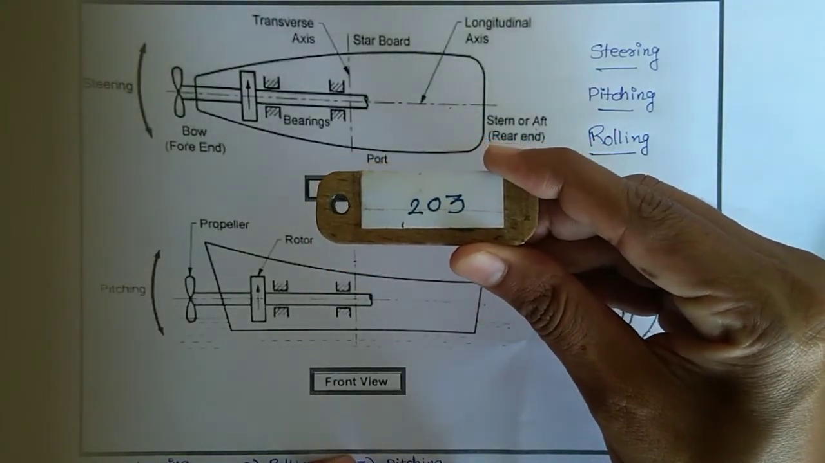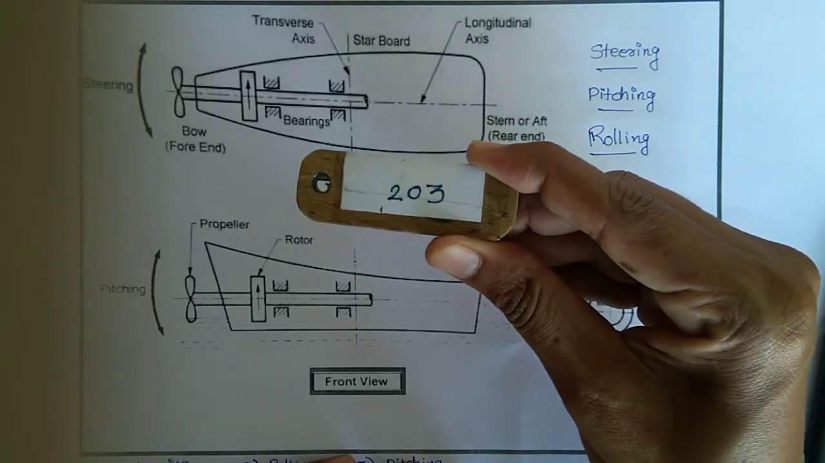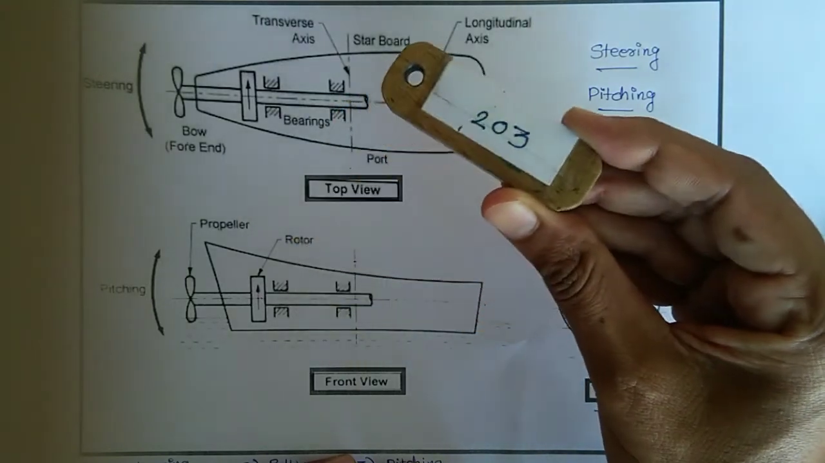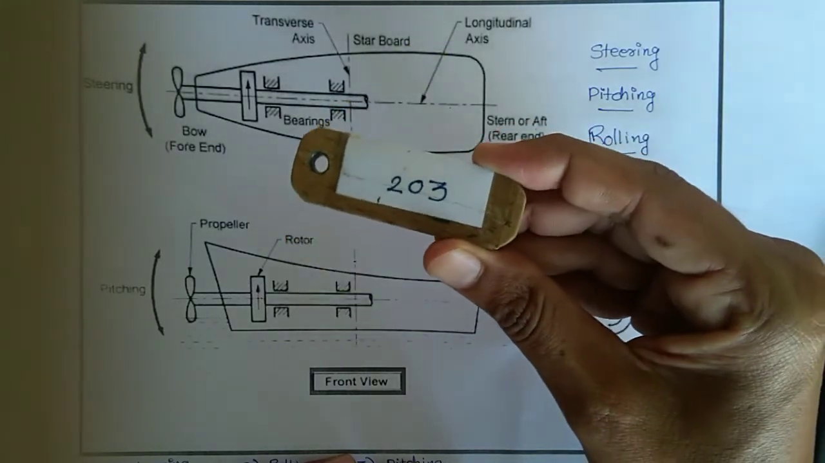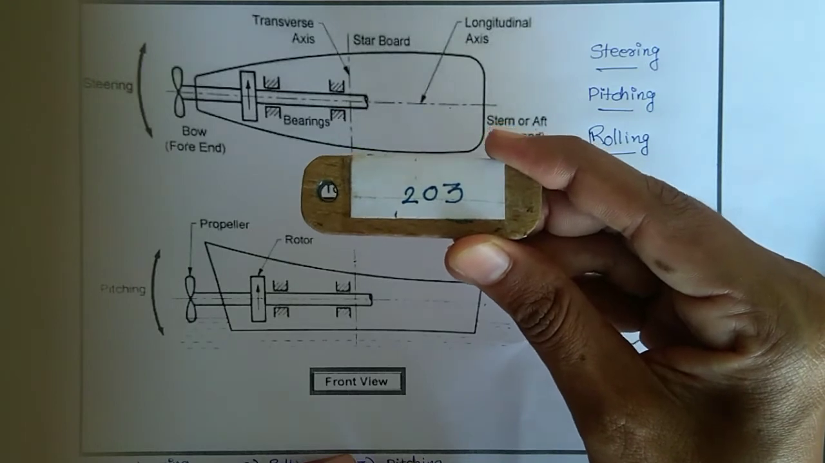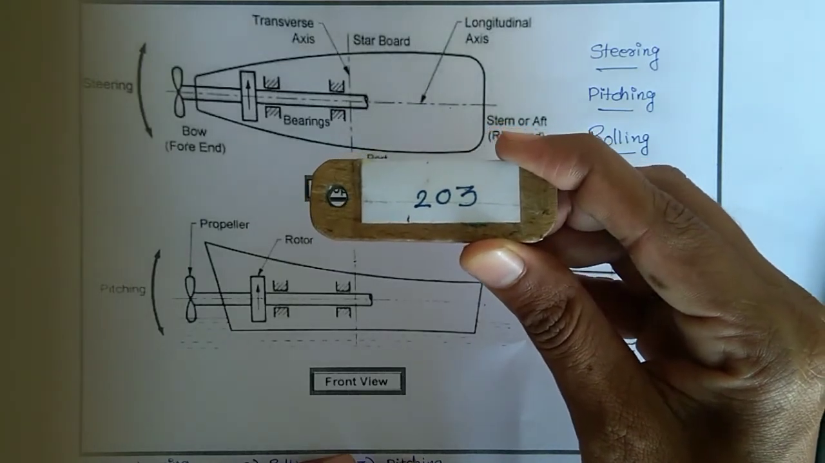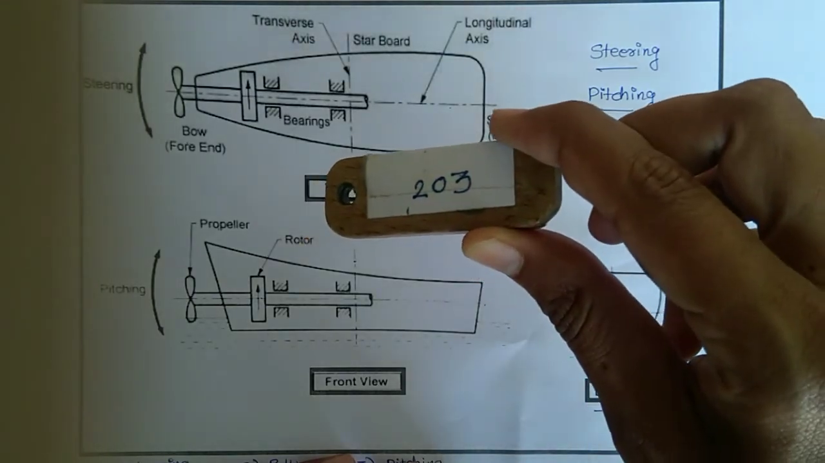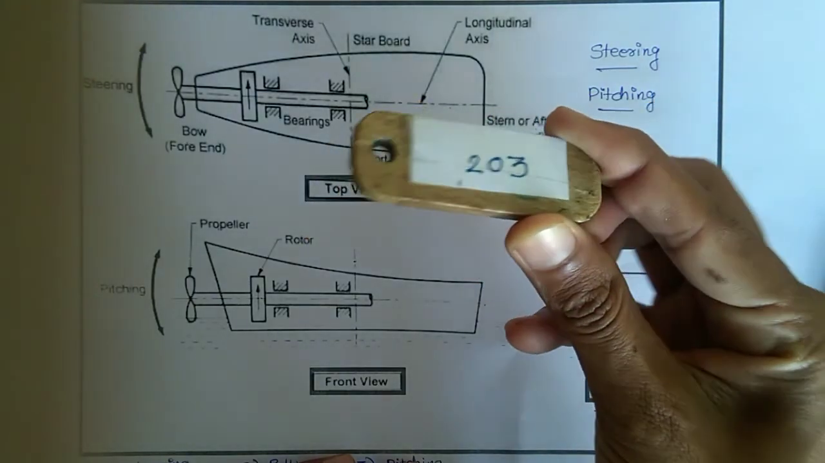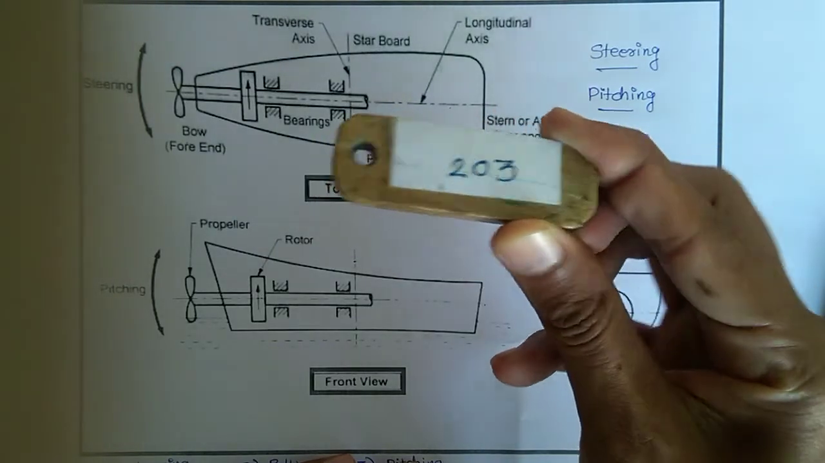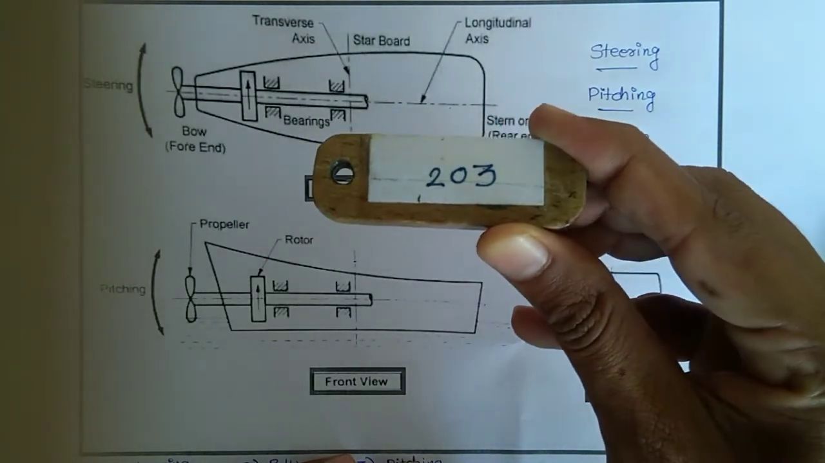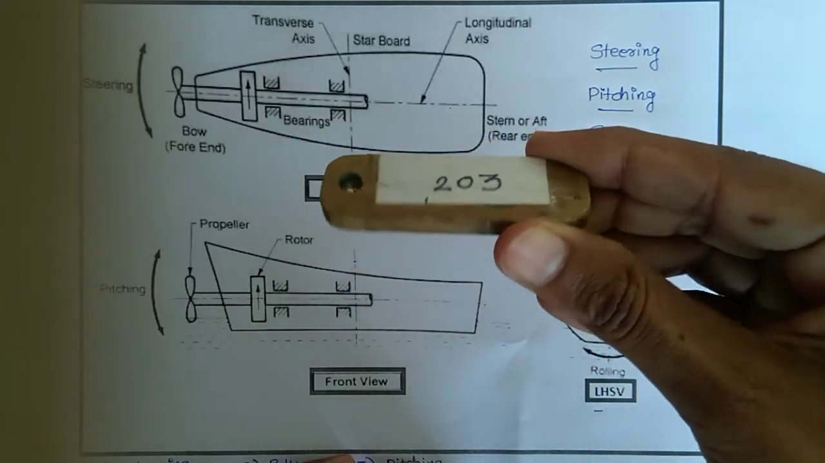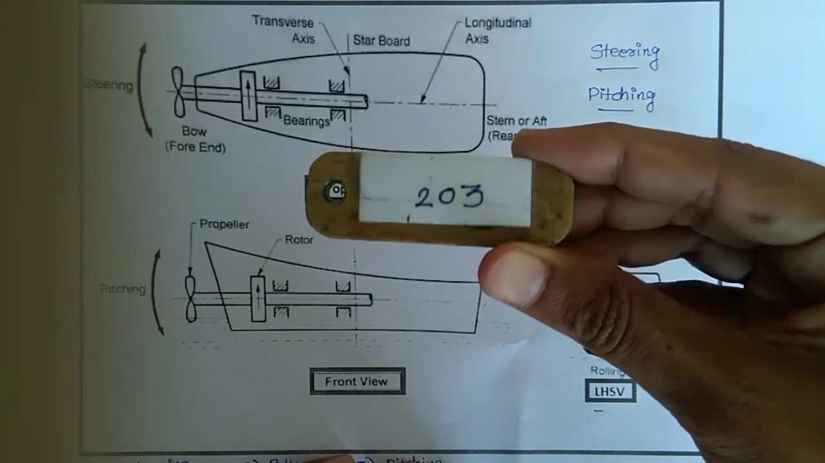Now let us see again, if we consider this is our ship. What is the meaning of steering? That means if our ship turns in this direction or this direction, it is steering. Now if our ship has cyclic up and down motion of bow and stern in this way, a down motion of the bow in this way, this is pitching. And this is known as rolling.